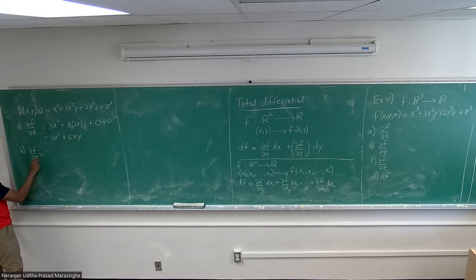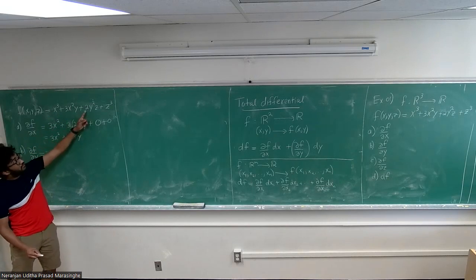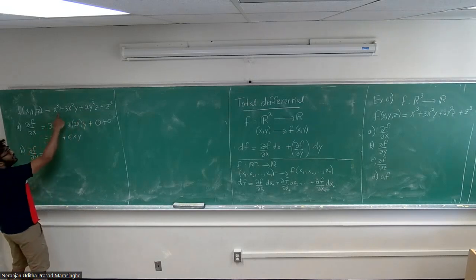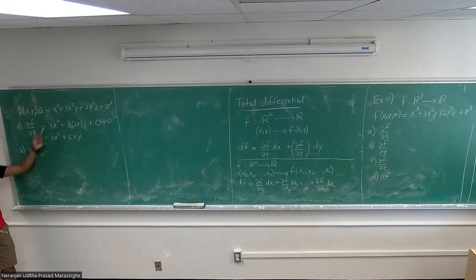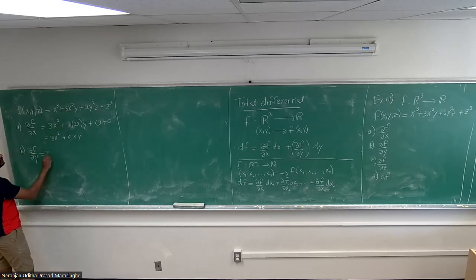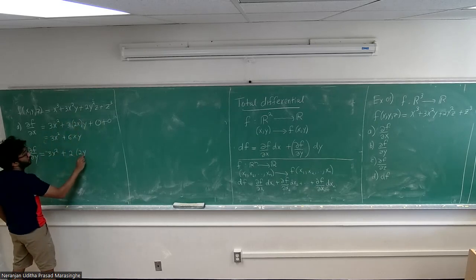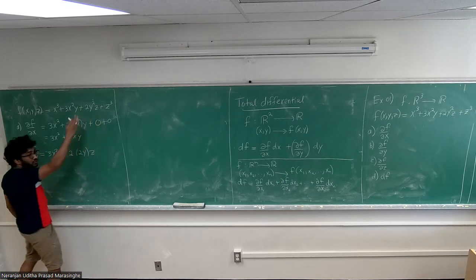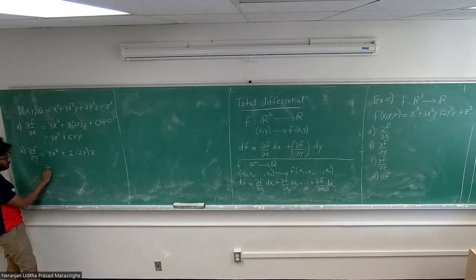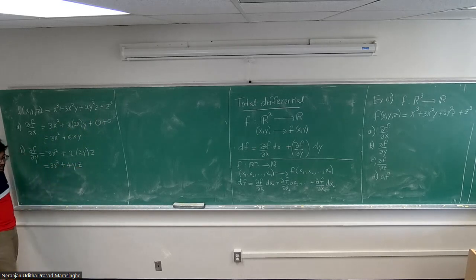Now ∂f/∂y. So, right. Now I think x and z are constants, and I would take the derivative with respect to y. So the derivative of this one is 0, right? Because I am considering y. And if you take the derivative of this one, what would you get? 3x squared, right? 3x squared plus 2 times the derivative of y squared, which is 2y times z, and the derivative of z to the power 3 is 0. So 3x squared plus 4yz. Okay.